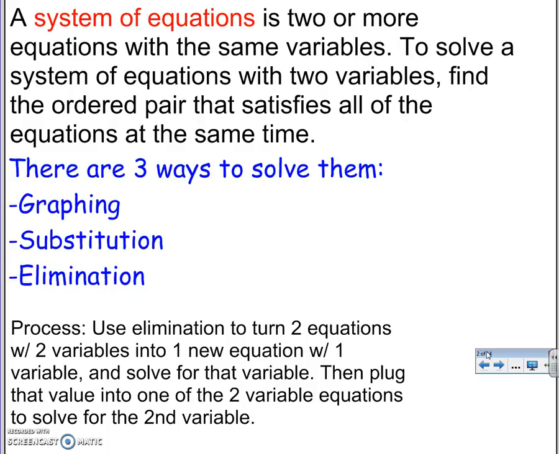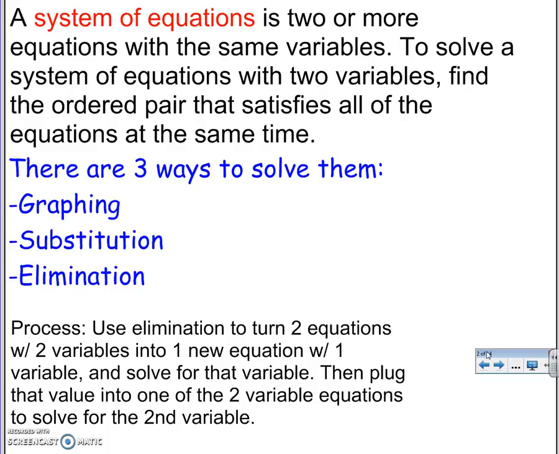Graphing, which is not that accurate, can show you the general location and whether there's a solution or not, but it's hard to get the exact point. Substitution is when there's a letter by itself and you plug it in, but rarely do you have equations where a letter is by itself. Then elimination is the best.